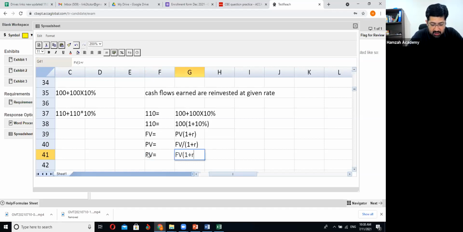So present value is equal to future value times 1 plus r raised to power minus 1, if it is for 1 year. And if it is for n years, raised to power minus n. So we have derived a formula. Although in the exam you need not derive it, you should know how it works.